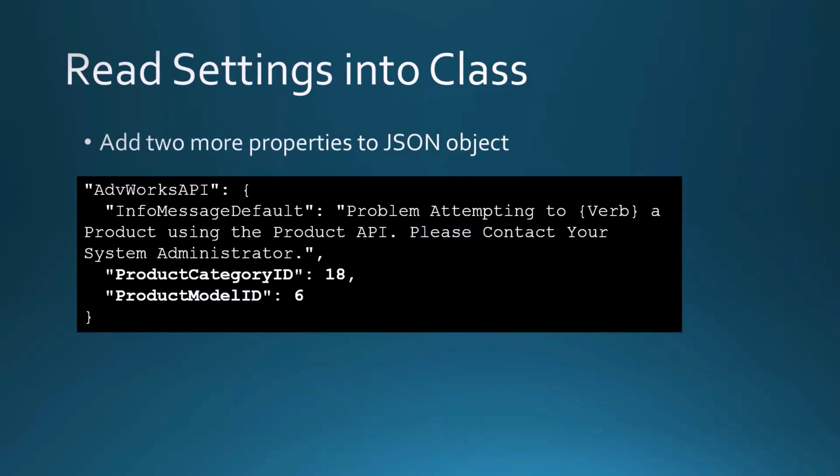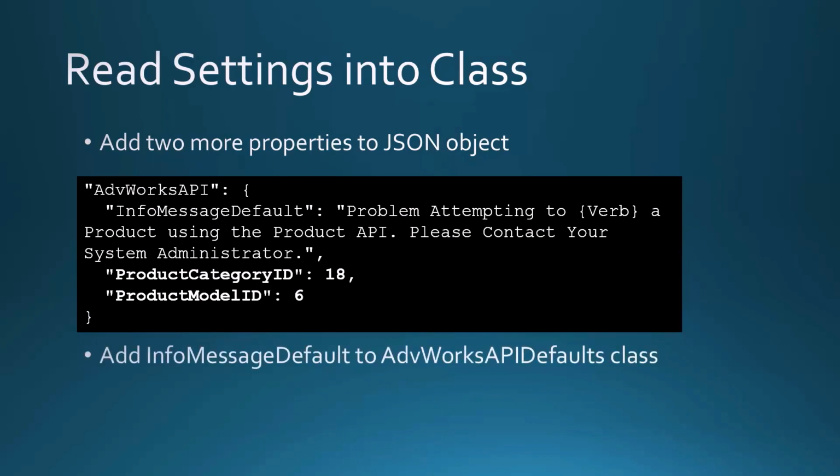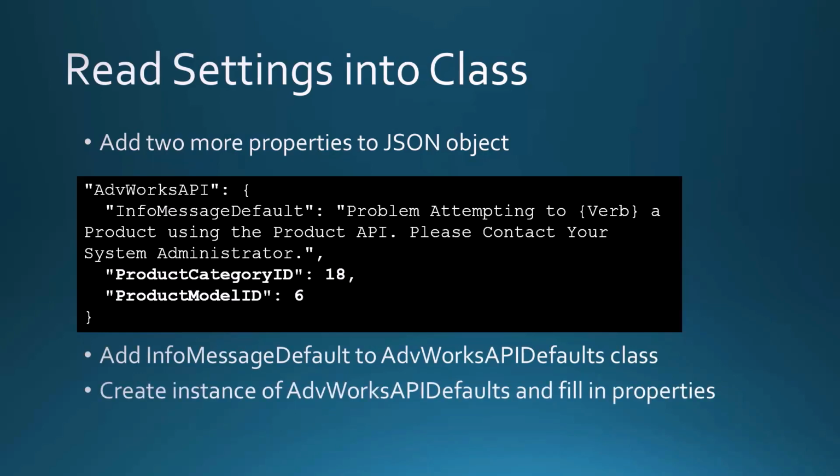Let's now add two more properties to our JSON object: product category ID and product model ID. Now, if you remember our AdventureWorks API defaults class, it already had the product category ID and the product model ID. We're now going to add an info message default property to that same class.